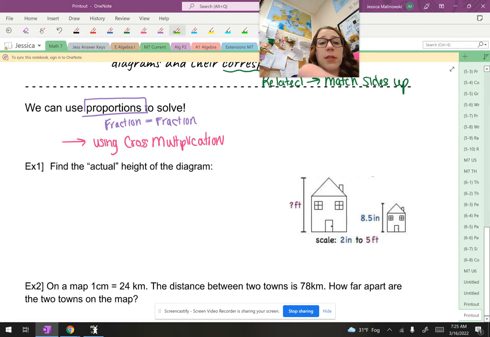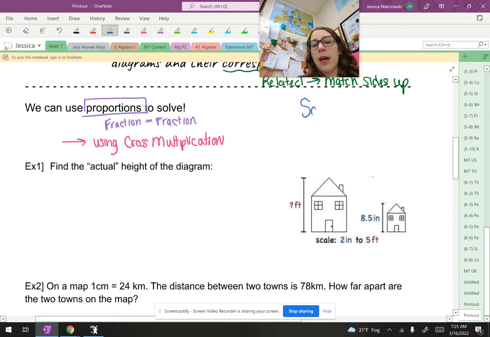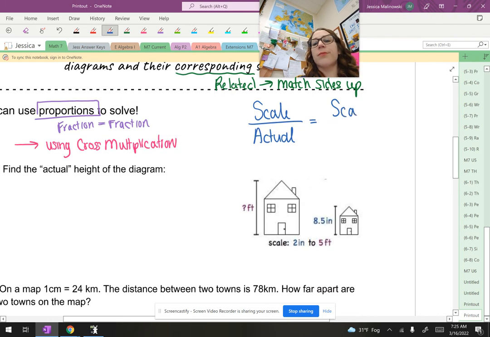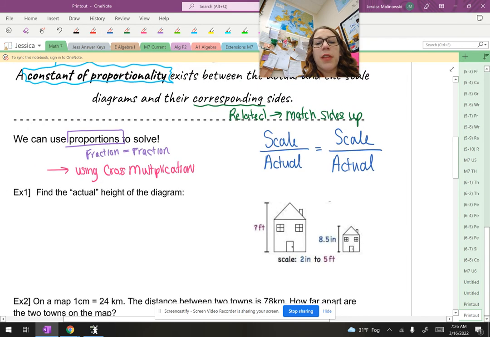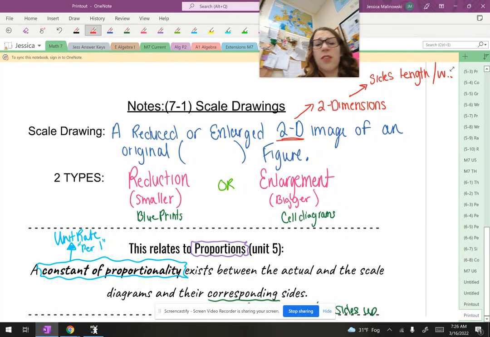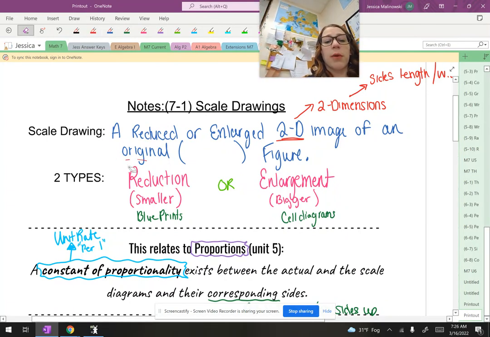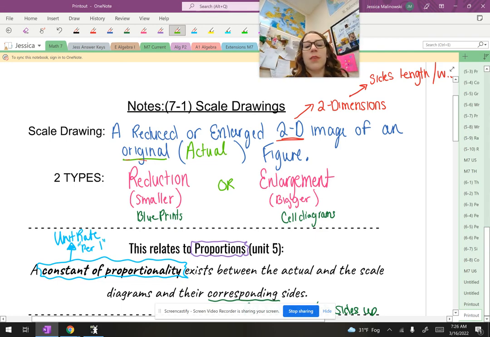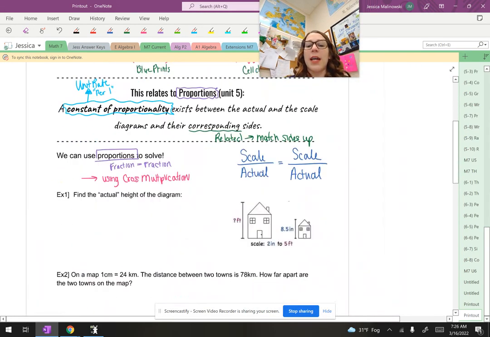Okay, so this time, instead of percent over whole, we're going to be using the words scale over actual is equal to scale over actual. And when we think about that actual, coming back up to our definition, that actual is just another name for the original. The actual figure that you're making the diagram of.